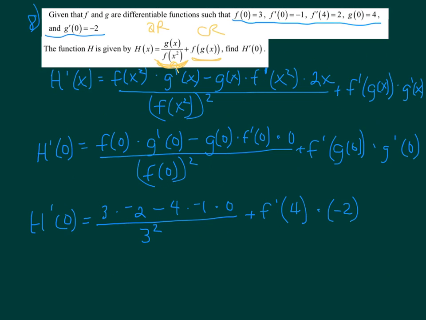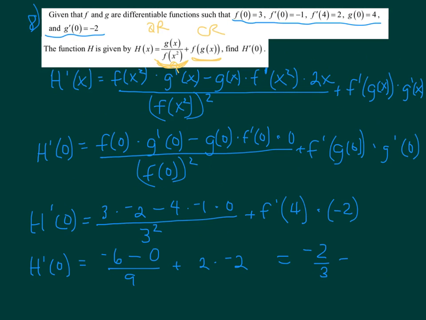All right, so let's clean up the left-hand side here. h prime of 0 equals, so 3 times negative 2 would be negative 6, minus, well, 4 times negative 1 times 0 is just 0, over 9. Plus, all right, we have one more substitution to do here. f prime of 4 is given as 2, times negative 2. All right, so negative 6 minus 0 is obviously negative 6 over 9. Negative 6/9, which if you divide top and bottom by 3 would be negative 2/3.